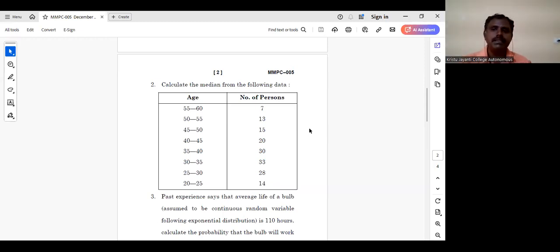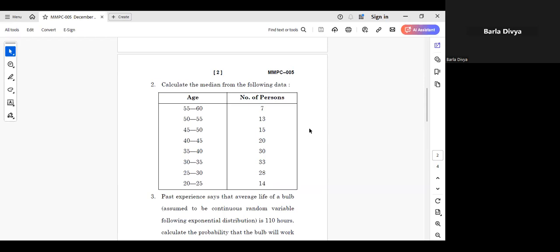First stage, you have to rearrange the data into ascending order. Since they gave the descending order, first you have to rearrange the data into ascending order. For example, 20 to 25, the frequency, number of persons, 14 you have to write. Then 25 to 30, 28; 30 to 35, 33. Like that you have to rearrange the data. So after rearranging the data, what is the second step we have to do?